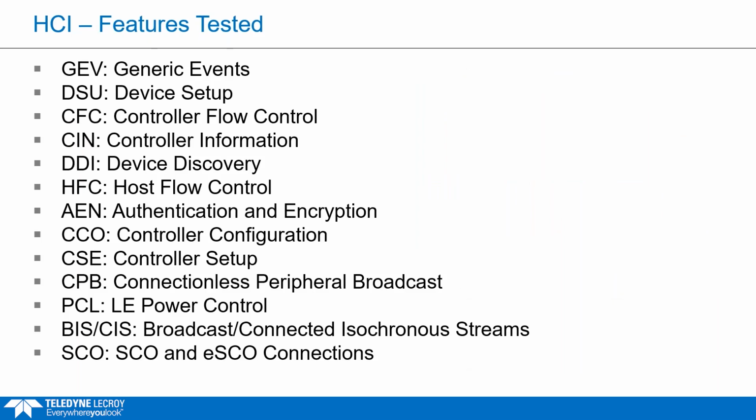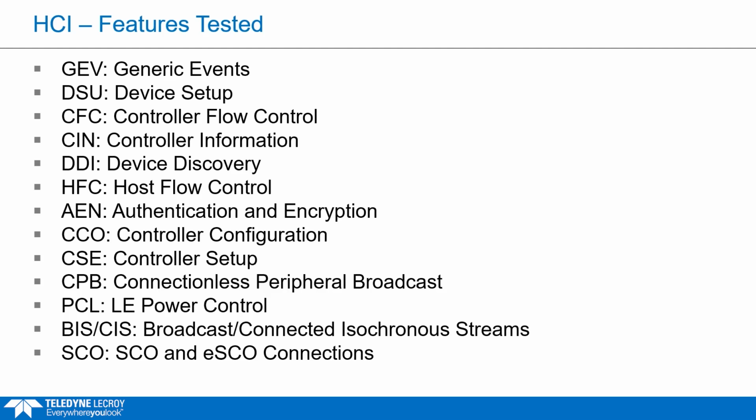So starting with generic events, these cover the IoT response to commands not supported or disallowed after receiving your first legacy or extended advertising command. Then device setup or DSU, that's a group of commands that's used to place the controller into a known state. Controller flow control or CFC commands and events, and they're used to control data flow from the host to the controller. Controller information or SIN, and that's allowing the host to discover local information about the device.